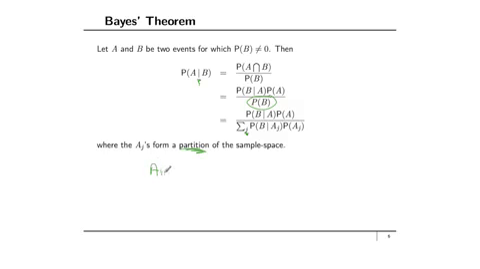AI intersection AJ is equal to the null set for I not equal to J, and at least one AI must occur. And in fact, because AI intersection AJ is equal to the null set for I not equal to J, I can replace this condition with the following: exactly one AI must occur. Okay, so that's Bayes' theorem.